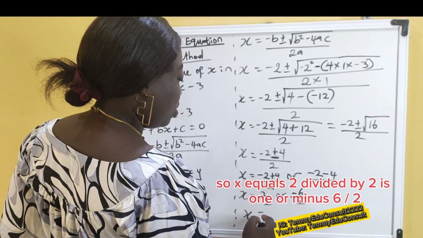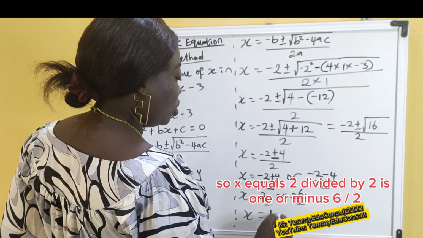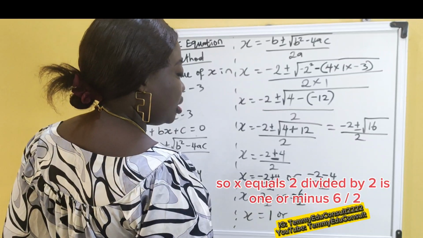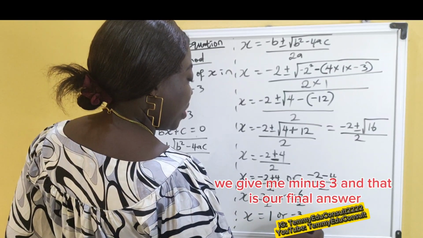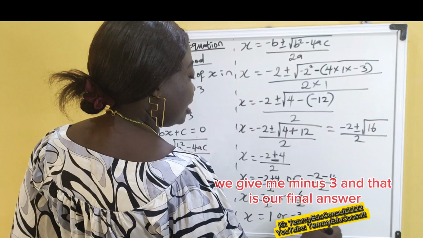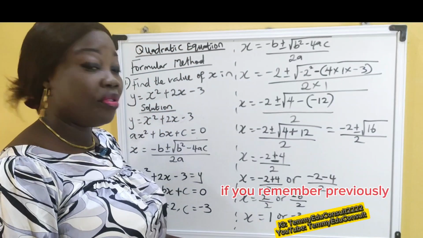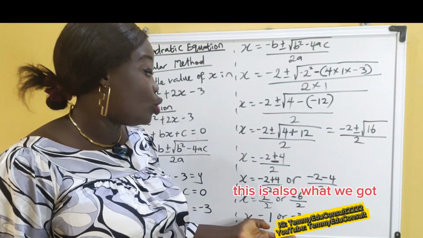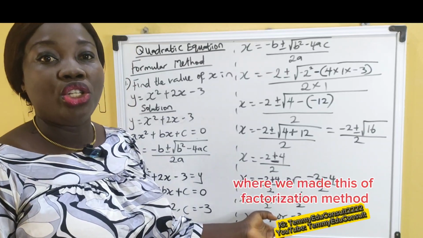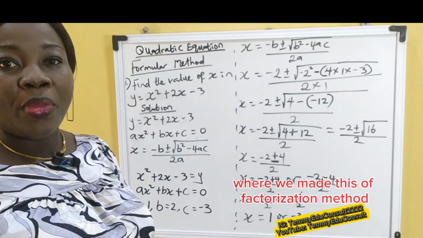So x equals 2 divided by 2 is 1. Or minus 6 divided by 2 will give me minus 3. And that is our final answer. If you remember previously, this is also what we got when we made use of factorization method.